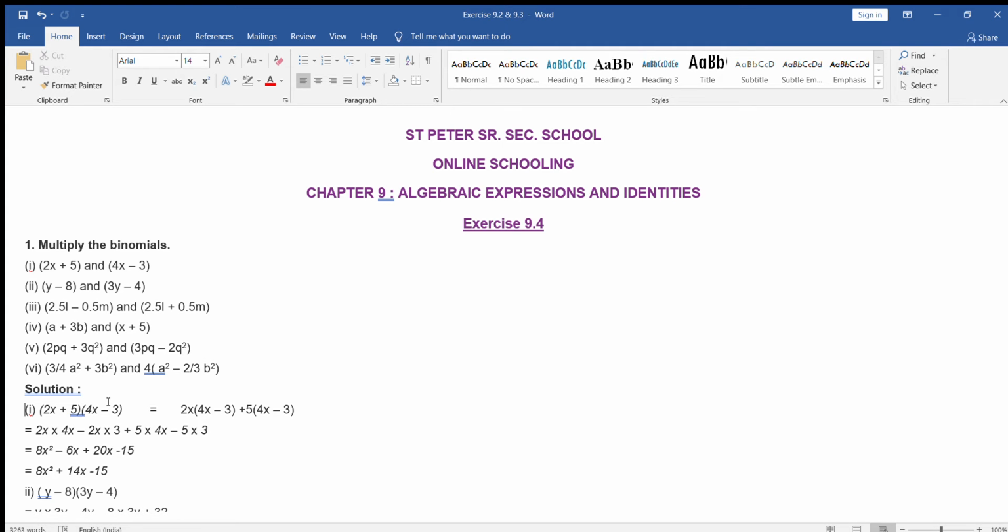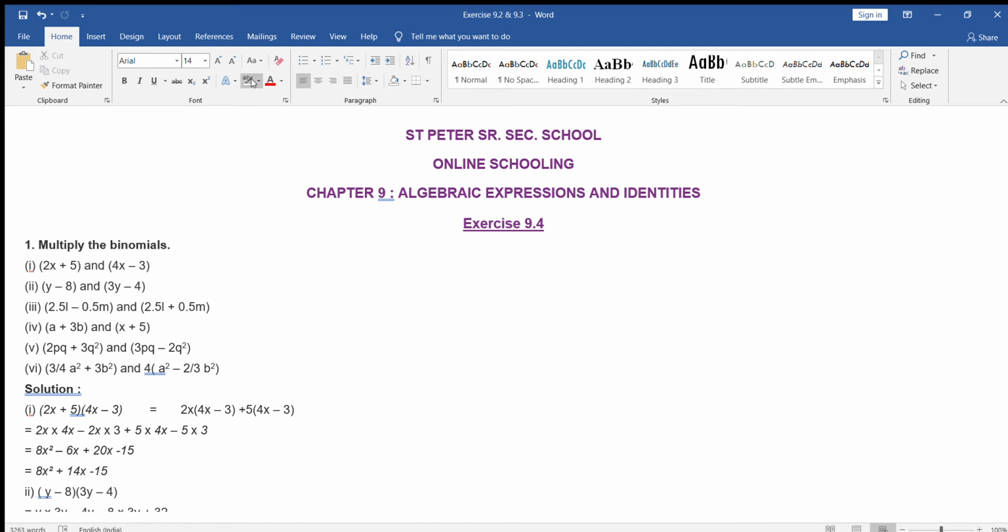We are discussing chapter 9, that is algebraic expressions and identities. Today we'll discuss the fourth exercise, that is exercise 9.4. In the previous video we discussed multiplication of monomial with monomial, and monomial with binomial. In today's session we will discuss multiplication of binomials with binomials and trinomials. The process is the same, but there is a little change. So here we discuss how we will solve the question.